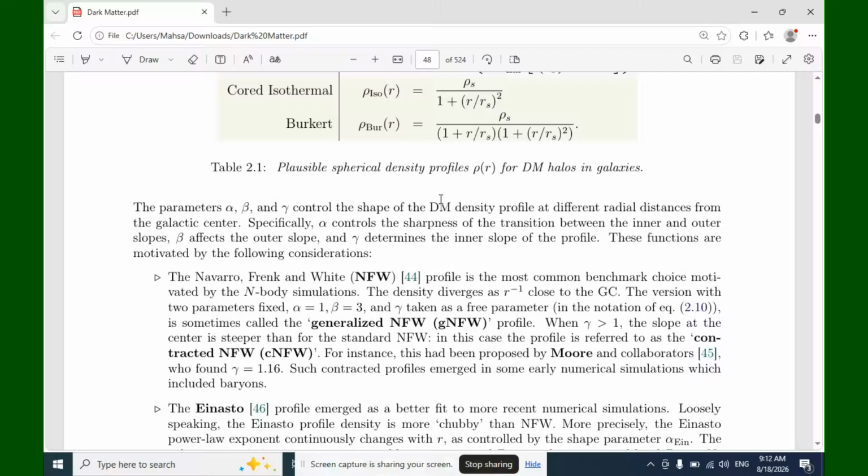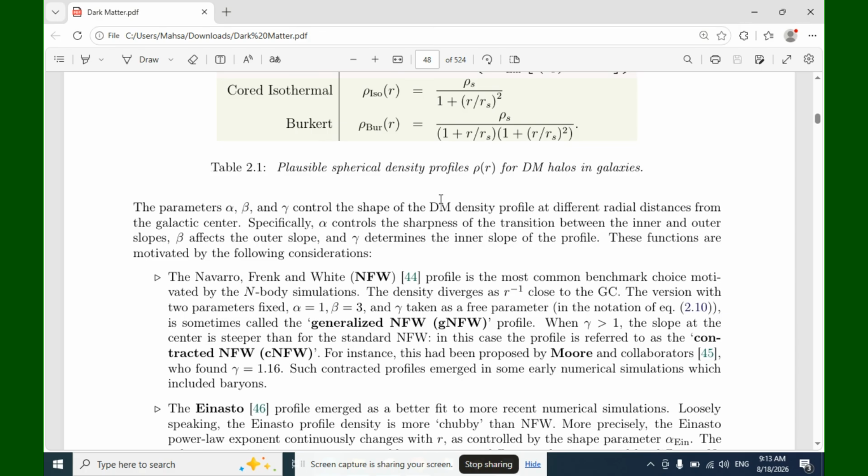The density diverges as r to the power of minus 1 close to the GC. The version with two parameters fixed, alpha equal to 1, beta equal to 3, and gamma taken as a free parameter in the notation of equation 2.10, is sometimes called the generalized NFW, or GNFW.